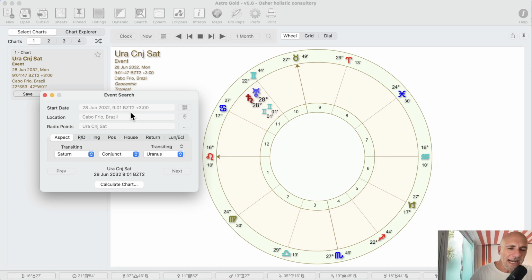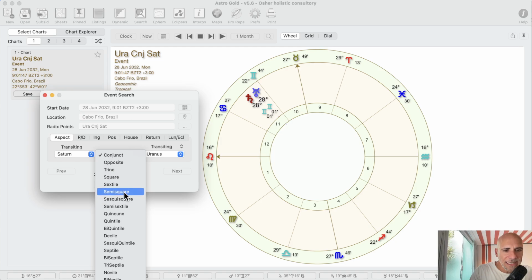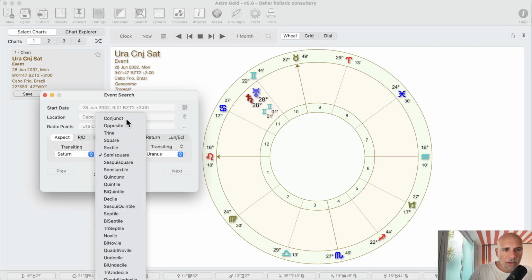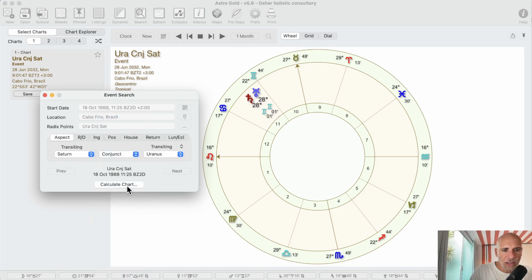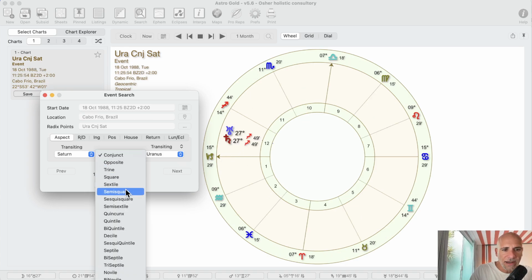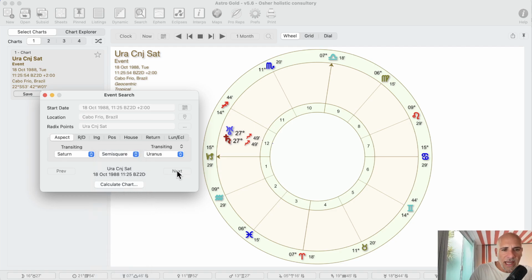I want to add another important slice of those measurements, and this is called the semisquare. You see here? Semisquare. So before I go to the conjunction, the previous conjunction where we started in 1988, I'm going to take the semisquare, and this happened next in 1994.